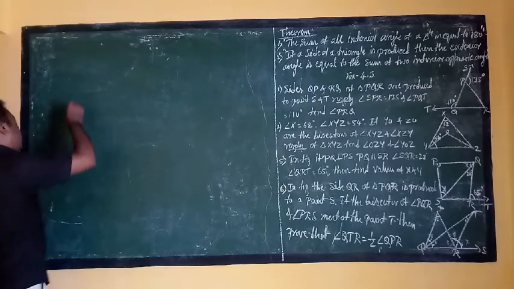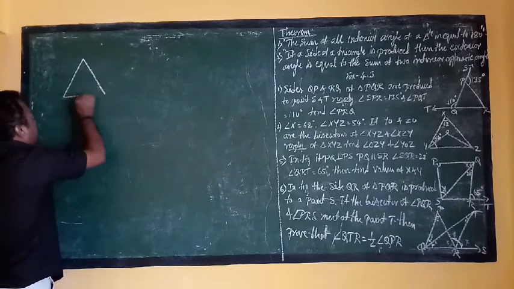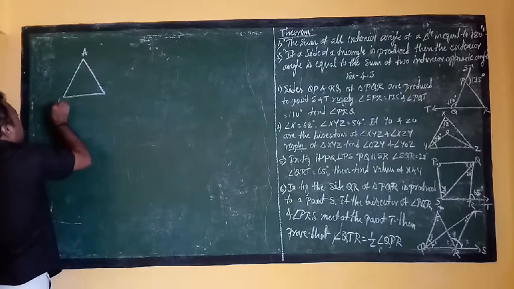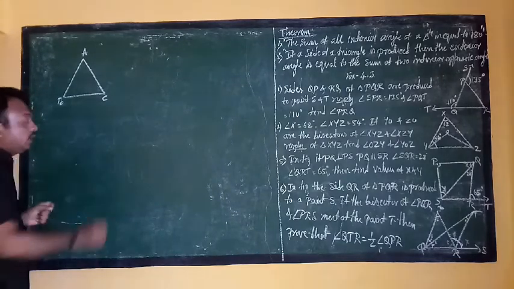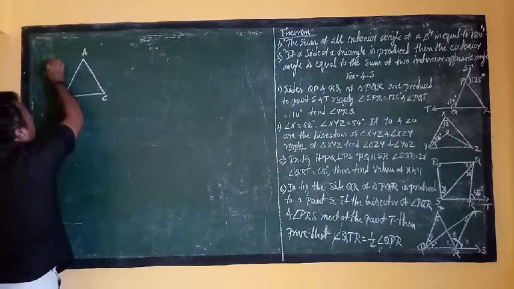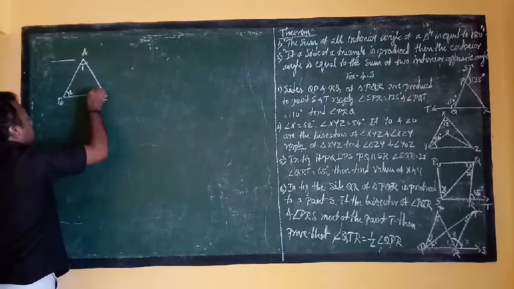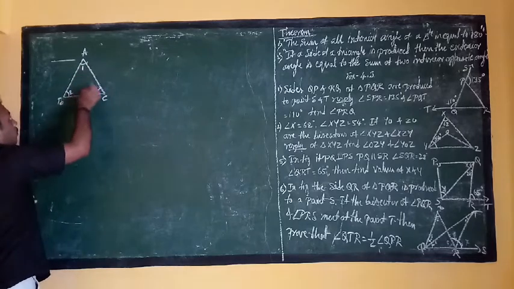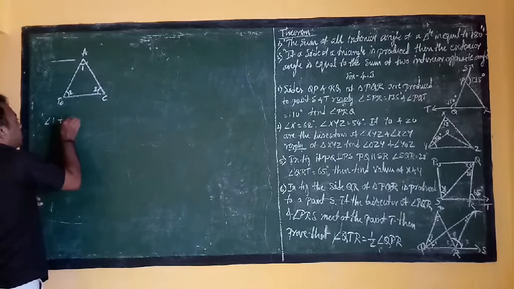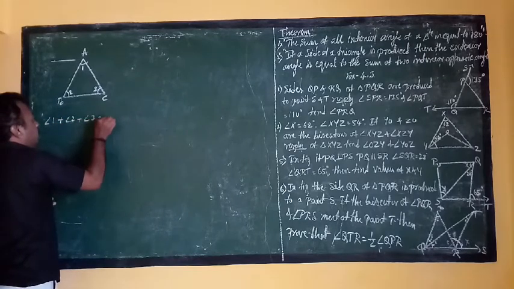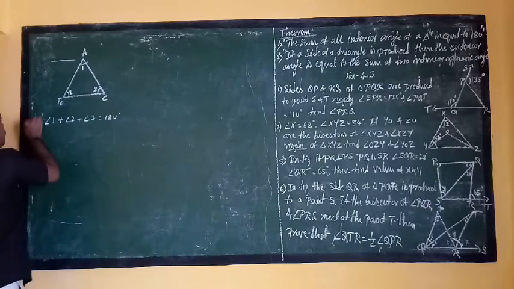See here, first I will draw the diagram. I will take ABC as a triangle. In that triangle, this is angle 1, this is angle 2, this is angle 3, correct? The sum of these interior angles is equal to 180 degrees. We want to prove it. Angle 1 plus angle 2 plus angle 3 is equal to 180 degrees. This is what we have to prove.